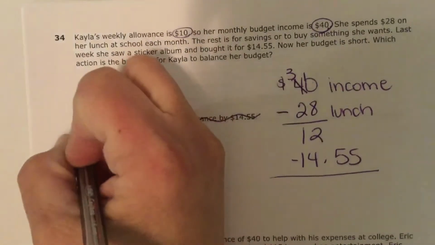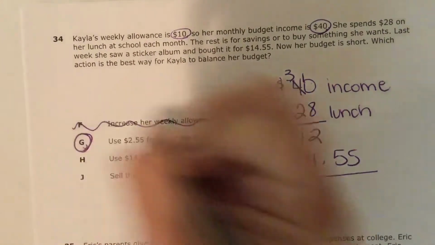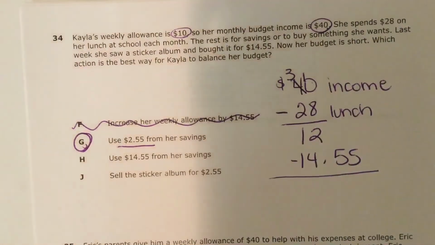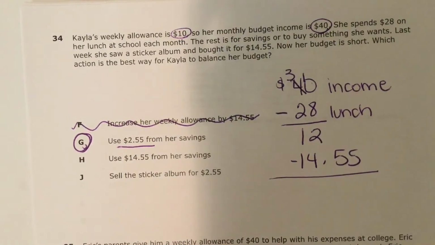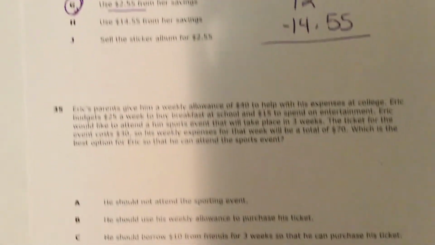Okay, so we're going to say G. We're going to use $2.55 from her savings and then keep the rest of it put up. Okay, we want to pull as little from savings as we can. All right, number 35.